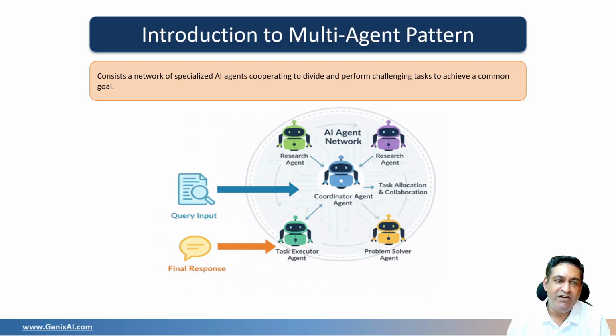In multi-agent too, every agent has a particular task. One agent is a kind of master that does the planning and delegation. The research agent does the research. There can be multiple agents. In this case, there is one coordinator agent which interacts with all of the other agents, two research agents, one task executor agent, and one problem agent. So it can be a multi-agent model.